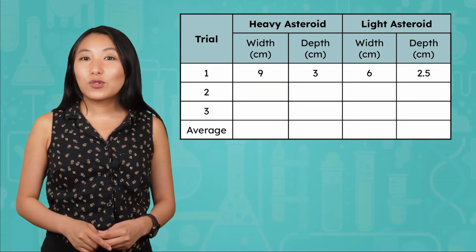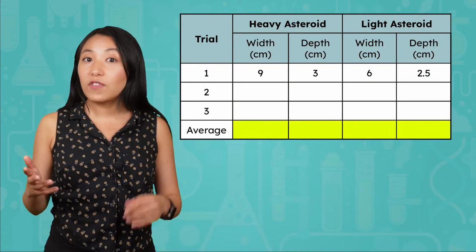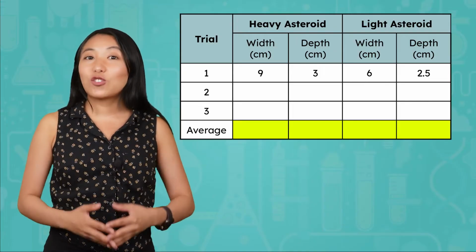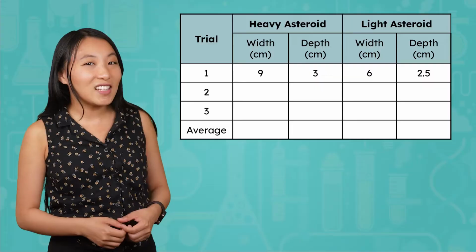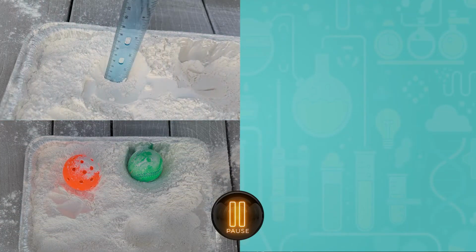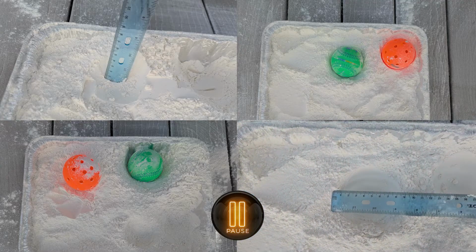After completing the trials, you can calculate the average width and depth for each based on the 3 trials. If you need help with this step, be sure to see the hints in your lesson notes. Pause the video here if you need to, and repeat all of your steps 2 more times for each asteroid. Come back when you have all your data.